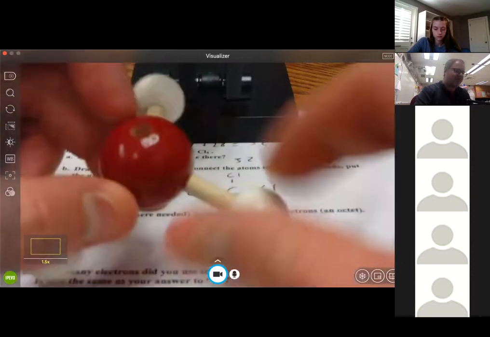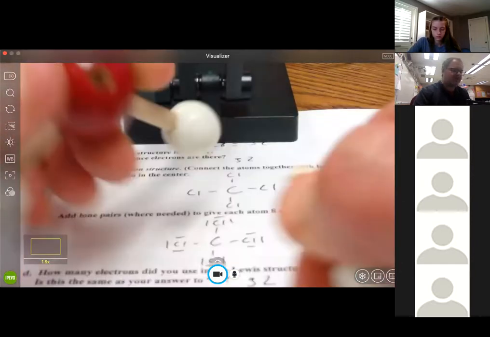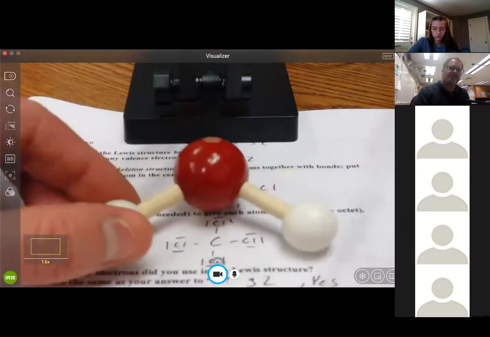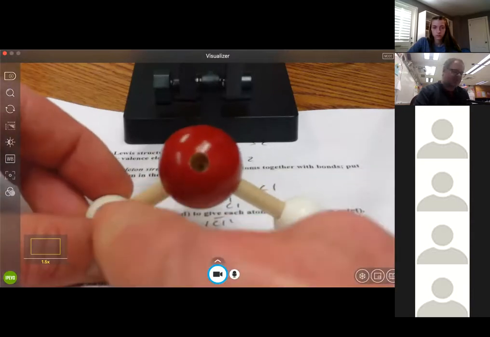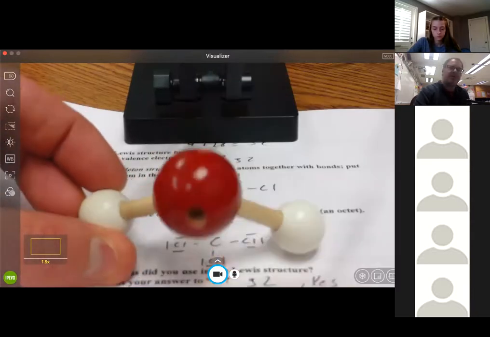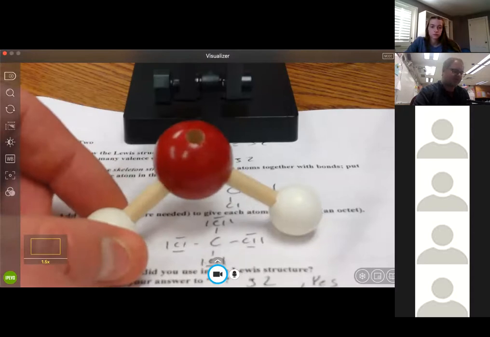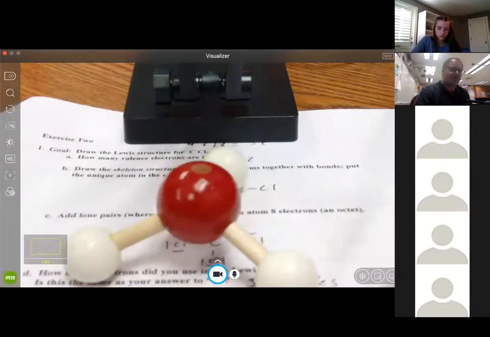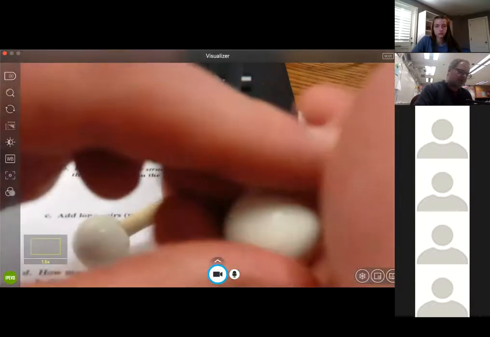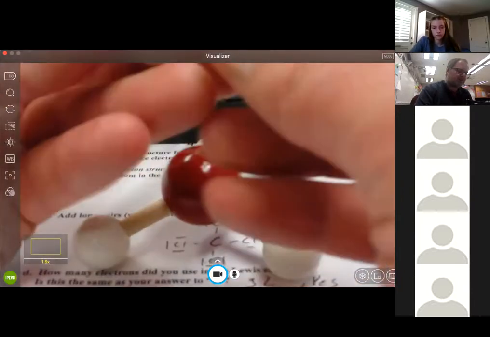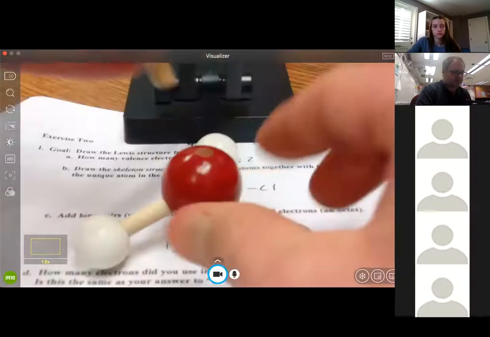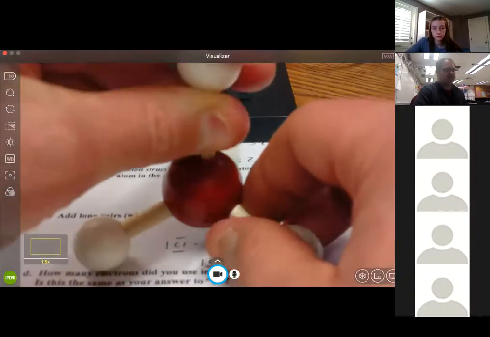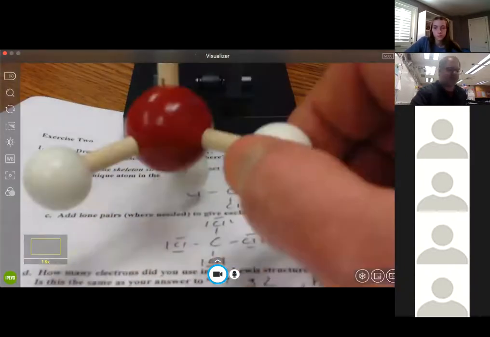And then if we do one more, you can see we get that water that we started with. It has 2 bonded atoms and 2 unshared pairs. That's called bent. That's called trigonal pyramidal. And this is called tetrahedral. And that's Thursday's lesson. But you guys got a little extra today.